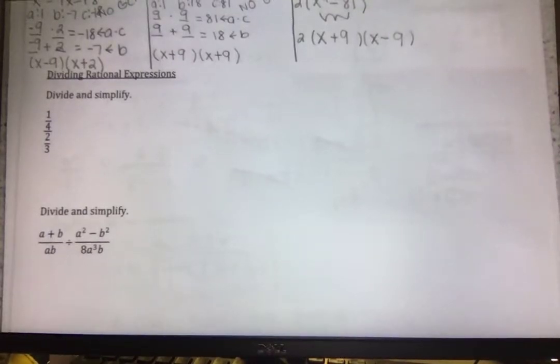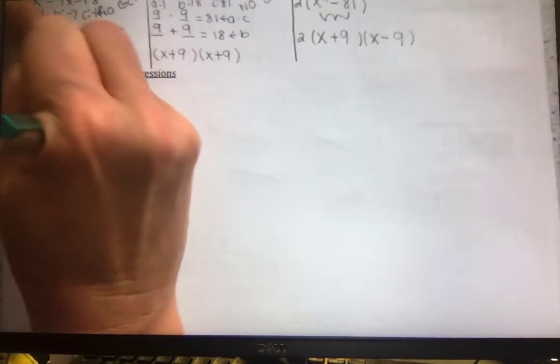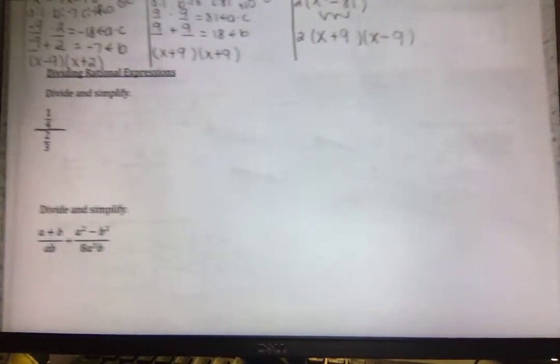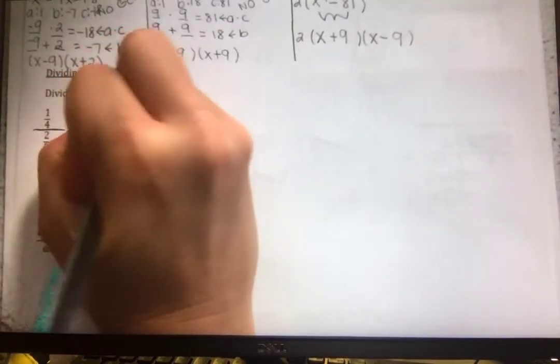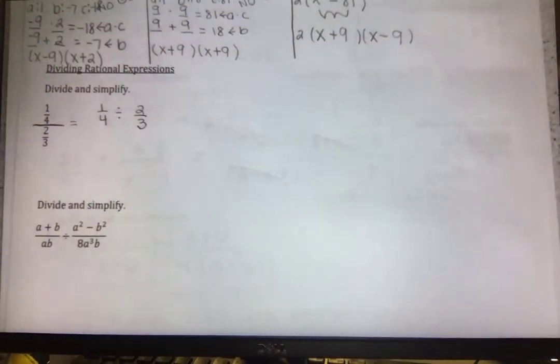So stay, change, flip. Our first fraction is going to stay the same. We are going to change our operation from division to multiplication. And we are going to flip our second fraction. So stay the same, so 1/4. Changing from division to multiplication, flipping our fraction. So I now have 1/4 times 2/3. So now it's exactly like the previous problems. That's our only little step that's different.